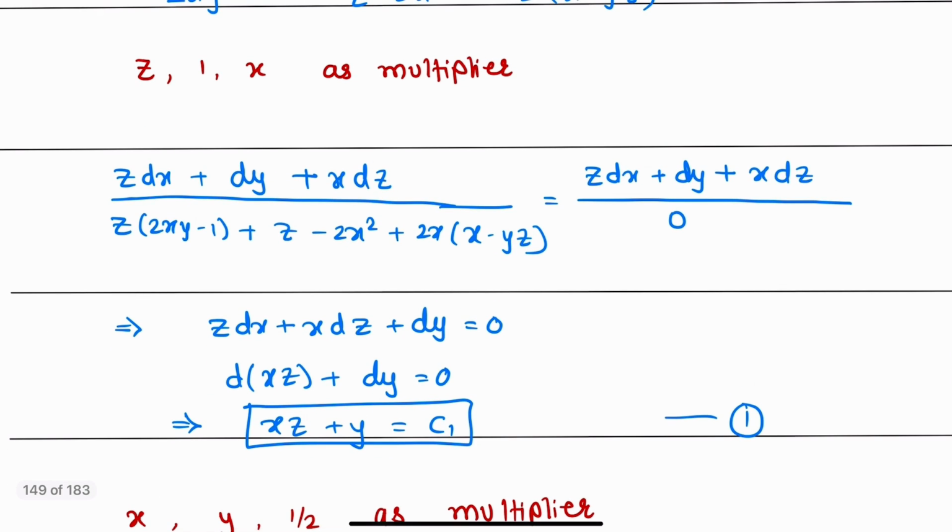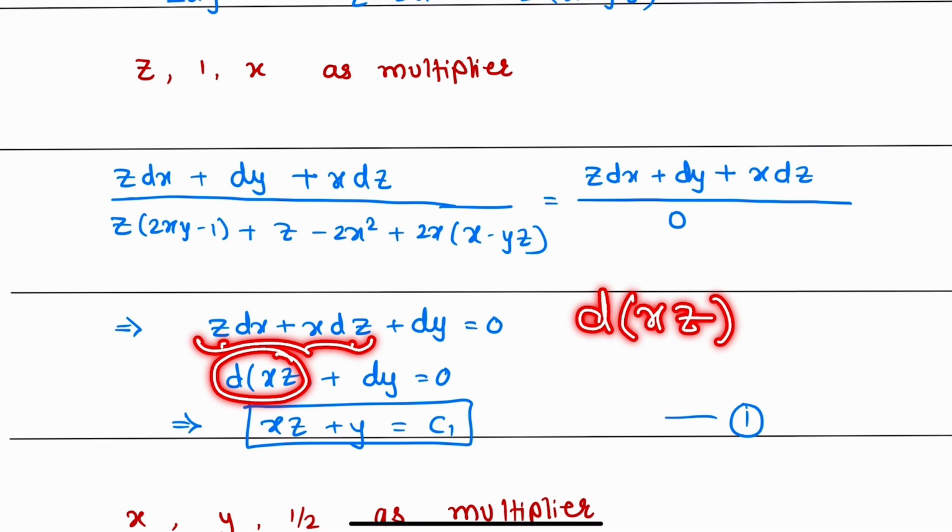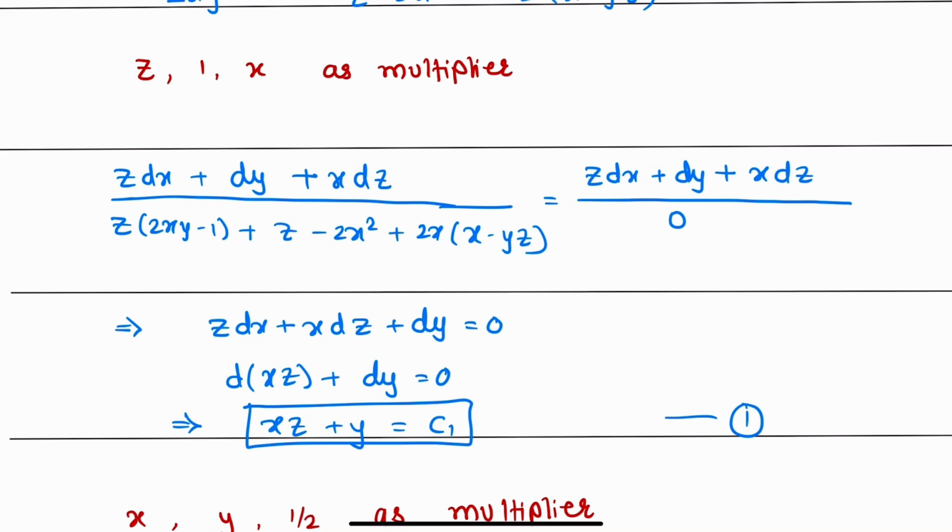Now we will directly see, if the denominator is 0, the numerator has to be 0. So equating it to 0, observe this term z dx plus x dz. It is in the form d of xz. That is what we have written here, plus this dy as it is here. If we integrate this, we will get xz plus y equal to some c1. C1 is an arbitrary constant.